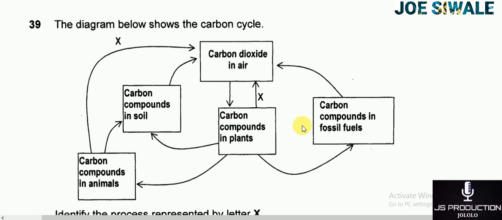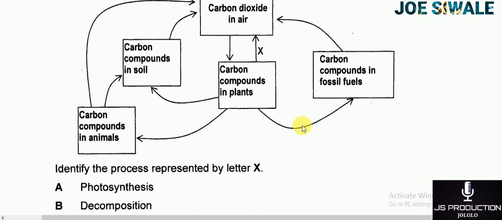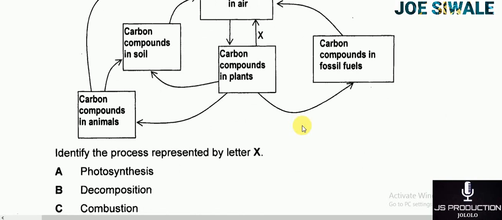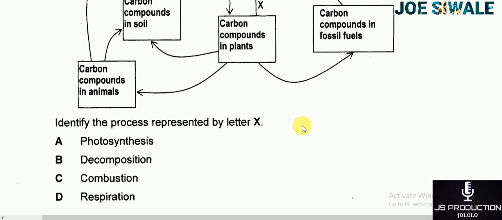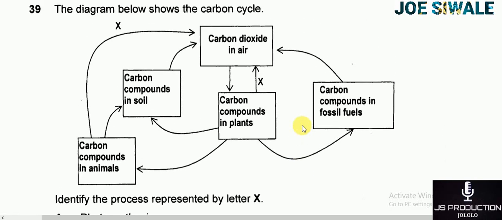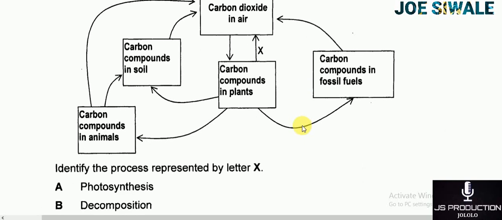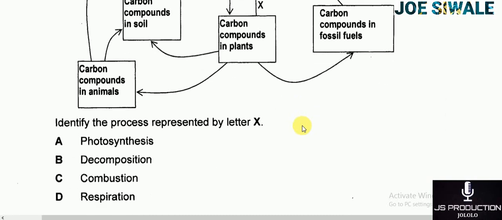Question 39 reads, the diagram below shows the carbon cycle. So as you can see, that's the carbon cycle. Identify the process represented by letter X. A, photosynthesis. B, decomposition. C, combustion. D, respiration. So process X, so I have carbon compound in plants, and they'll produce carbon dioxide in air. So this process that can lead to production of carbon dioxide in air is respiration, which is D.